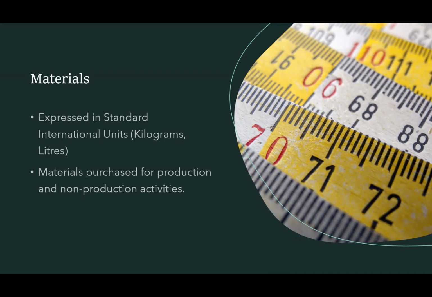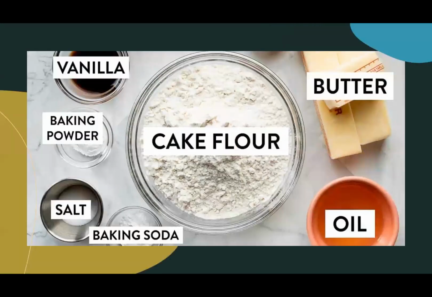Now you also need to consider that those materials are not necessarily only used in the production activities. Let's say cleaning of the restaurant or of the bakery. If you're using any cleaning materials for the restaurant or for the bakery, for instance, they would also be considered to be your materials. Now you can see over here, you have all the materials which you can use in baking a cake, for instance.